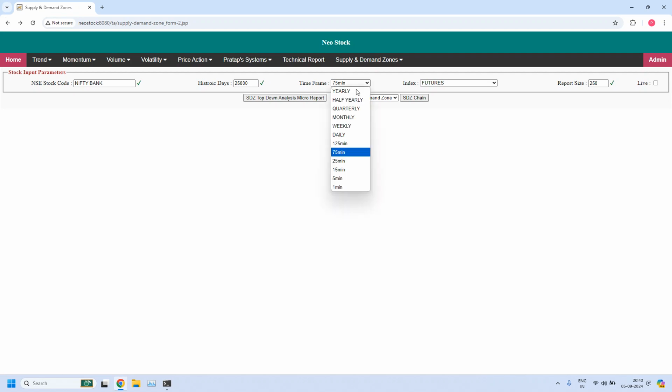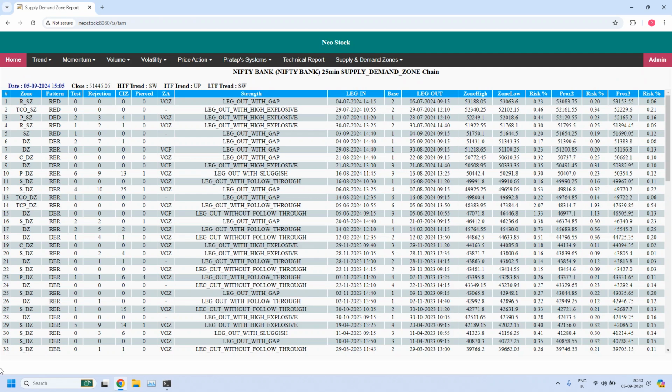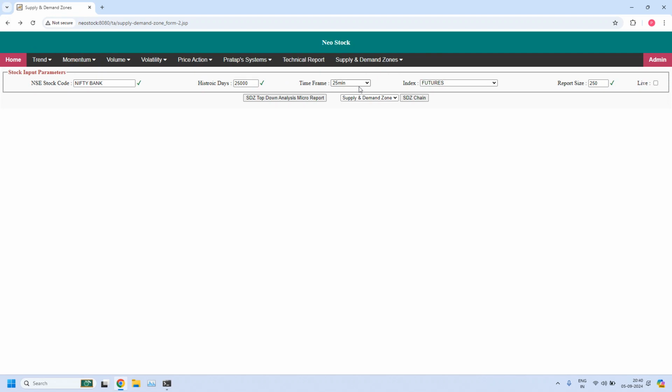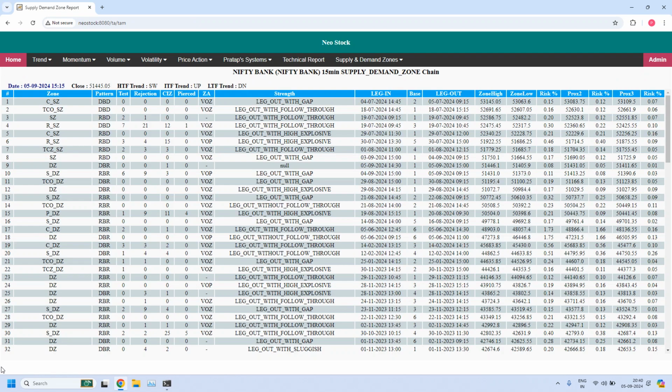Next time frame is 25 minutes. Generating 25 minutes supply demand zone chain for Bank Nifty. Next time frame is 15 minutes. Generating 15 minutes supply demand zone chain for Bank Nifty.